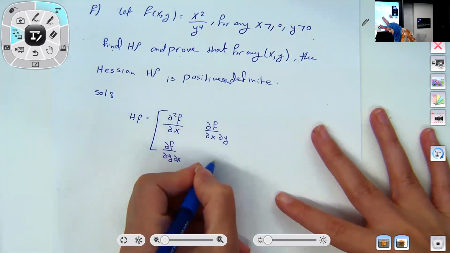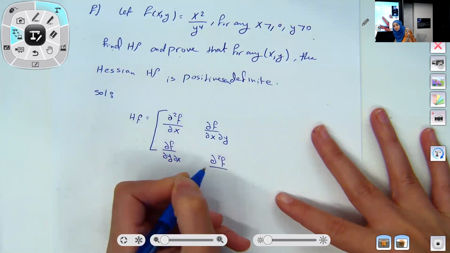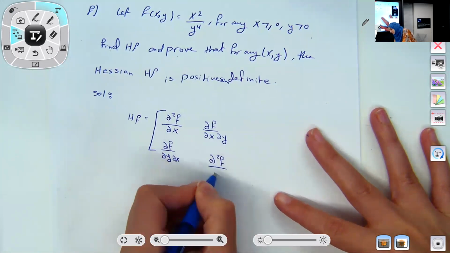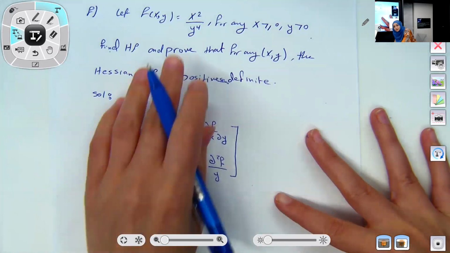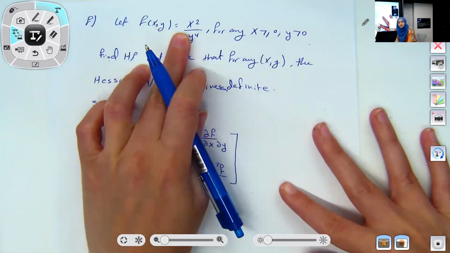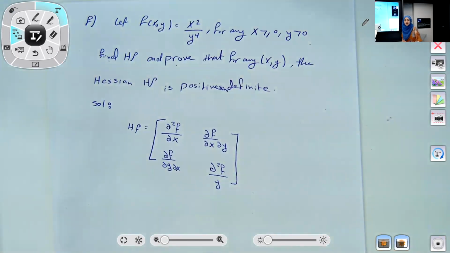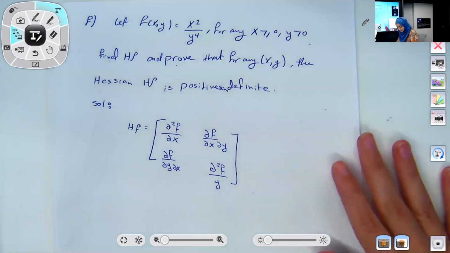And the third one, we need to find the second derivative of the function with respect to y. We have this function, we just need to find the second derivative with respect to y, the second derivative with respect to x, and the first derivative and second derivative at the beginning for x and then for y.